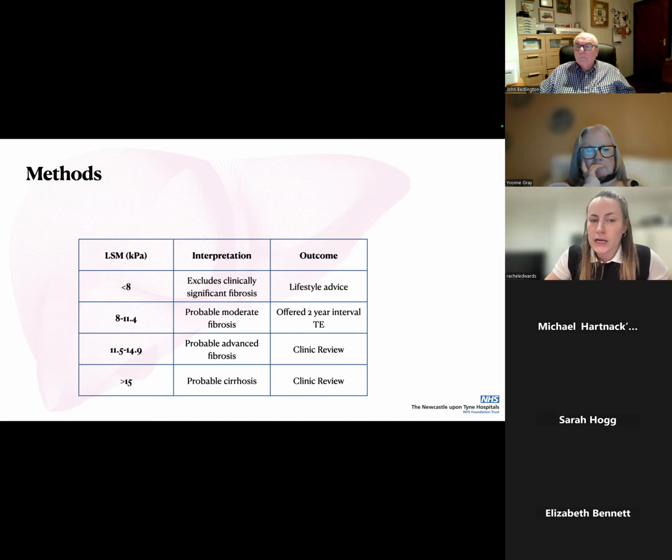Those who had a liver stiffness measurement of 11.5 to 14.9 were considered to have probable advanced fibrosis and were invited to attend hepatology clinic. And those who had a liver stiffness measurement greater than 15 were deemed to have probable cirrhosis and again were invited to attend a face-to-face hepatology clinic appointment. So in terms of identifying those with clinically significant fibrosis, essentially we were looking at all those who had a Fibroscan of greater than 8.